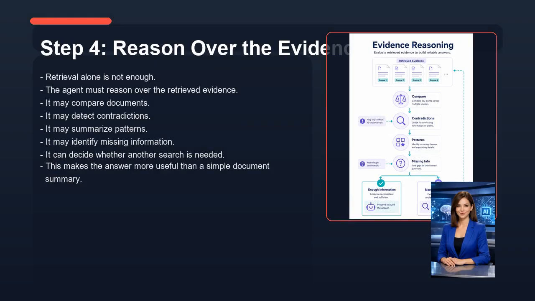Now let's look at step 4, reason over the evidence. Retrieval alone is not enough. The agent must reason over the retrieved evidence. It may compare documents. It may detect contradictions. It may summarize patterns. It may identify missing information. It can decide whether another search is needed. This makes the answer more useful than a simple document summary.